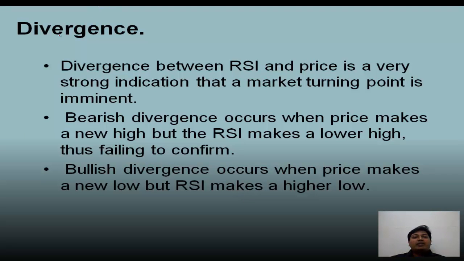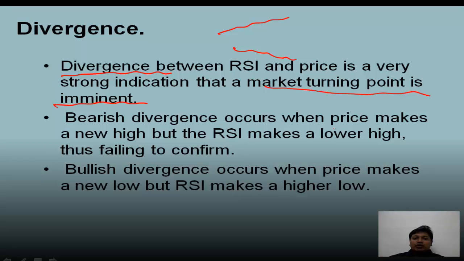There is another way of trading RSI, which is divergence. Divergence between RSI and price is a very strong indication that a market turning point is imminent. In fact, I know a lot of professional traders who only trade divergences, which basically means that if the price is going up and the RSI is going down, a divergence is created. This goes to say that the momentum of the stock going up is losing its strength and it is going to turn, and hence it is said that the market turning point is imminent.